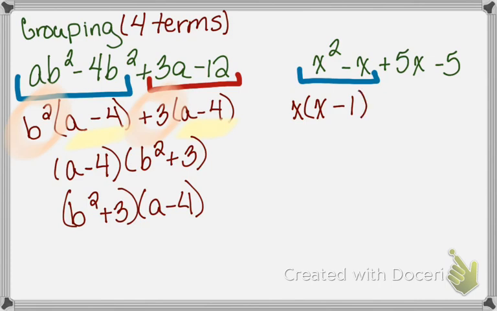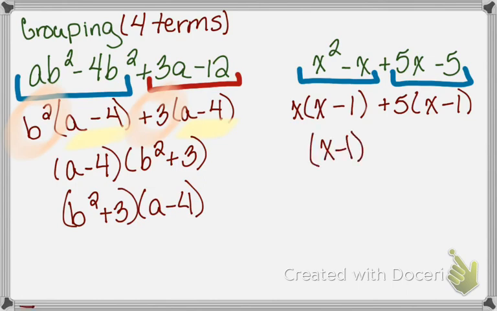Okay? Then, who can raise their hand and tell me what comes out of my next 2? Yes, you're absolutely correct. 5 comes out of my next 2. So then I have 5, x minus 1. Okay? X minus 1 is one of my factors. My other factor is my x plus 5.